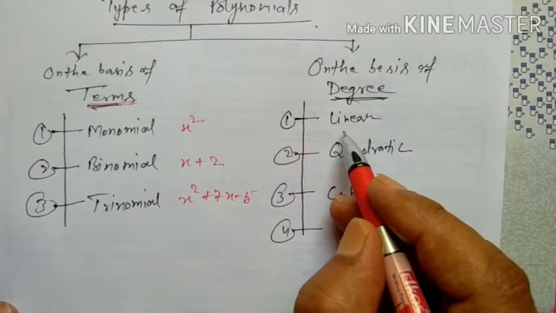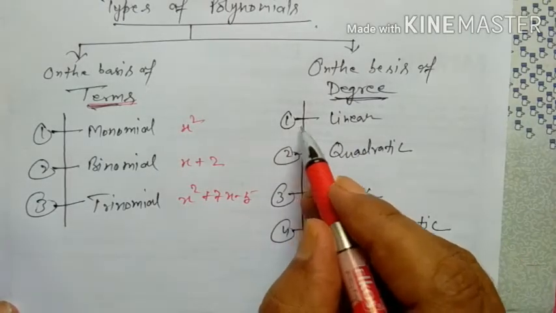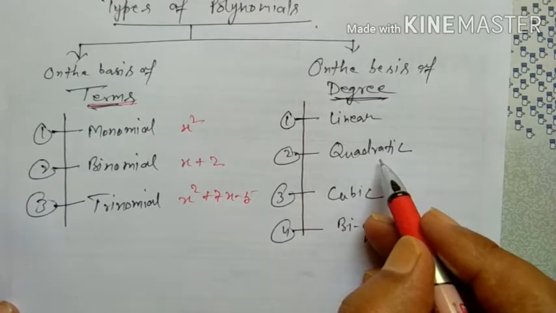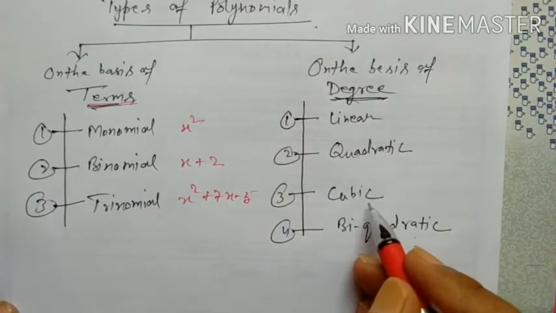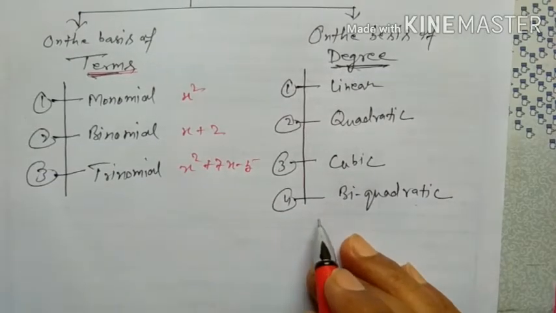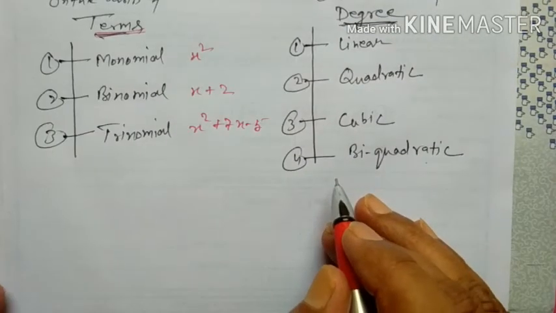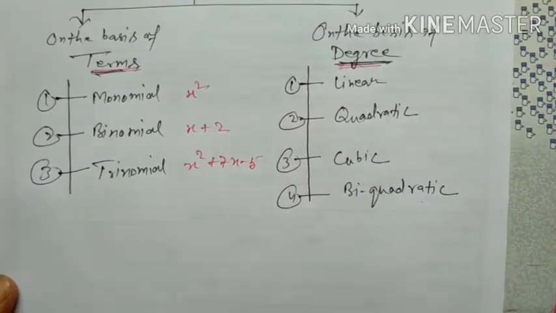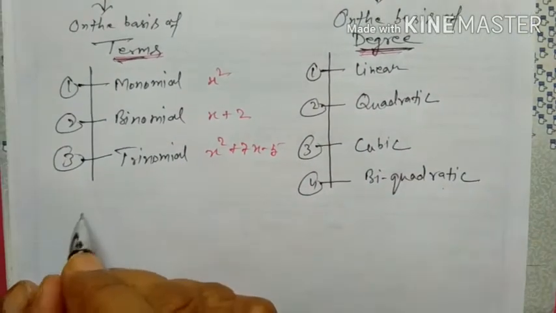When degree is 1, this is linear. When degree is 2, then quadratic. When degree is 3, then cubic polynomial. And when degree is 4, then biquadratic. Now first we will study what is degree.